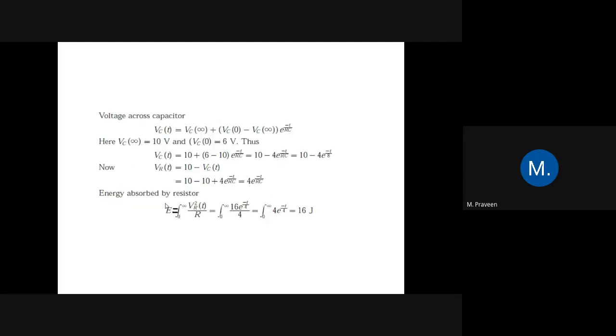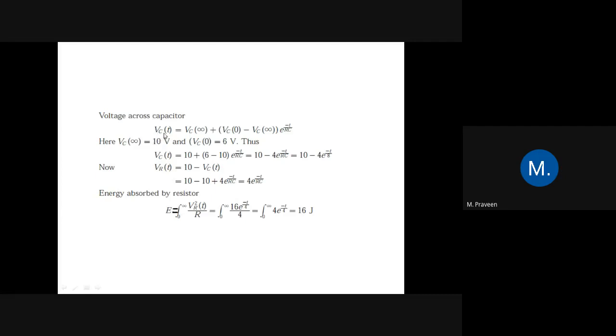That is V suffix R we have to find. So first we have to find what is the voltage across the capacitor. If you know the voltage across the capacitor, then we can easily find the voltage across the resistor. If you know the voltage across the resistor, then you can easily find the energy absorbed by the 4 ohm resistance. Okay, so first we have to find the voltage across the capacitor.